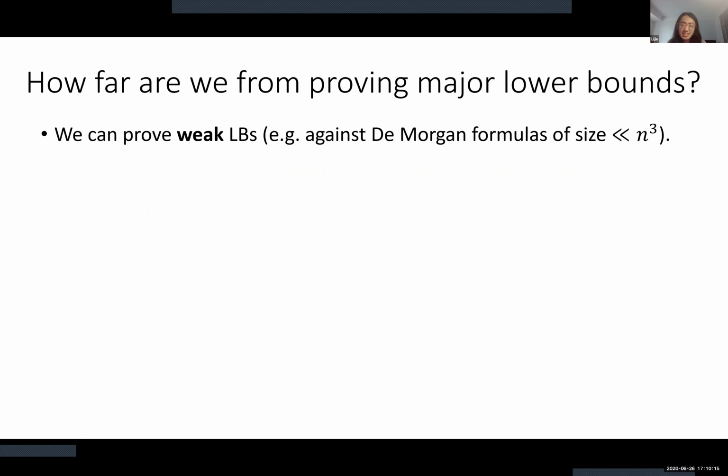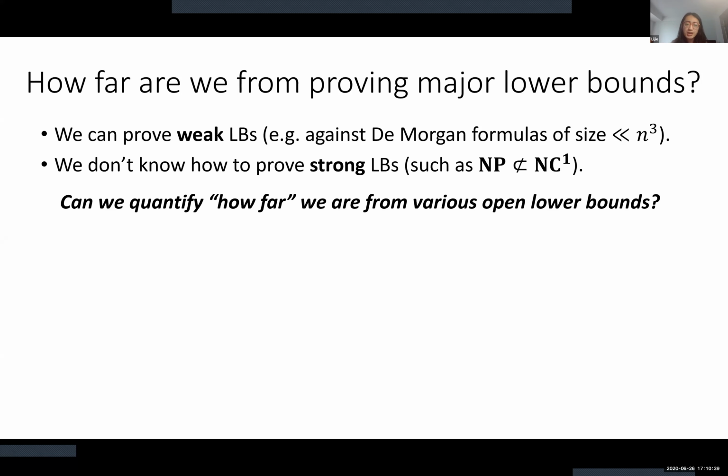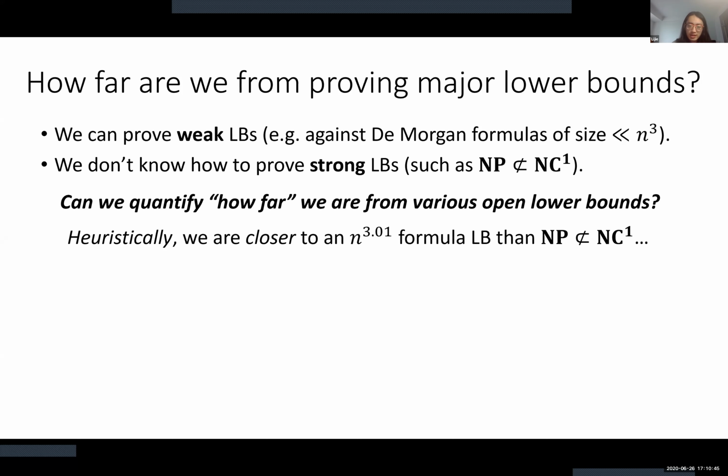So the motivating question for this talk is, how far are we from proving major lower bounds? We all know we can prove some weaker lower bounds, for example, against De Morgan formulas of size subcubic. But we don't know how to prove strong lower bounds, for example, NP not in NC1, which is equivalent to NP not having De Morgan formulas of polynomial size. So can we quantify how far we are from various open questions like NP not in NC1? Heuristically, it seems we are closer to an n^3.01 formula lower bound than we are to NP not in NC1. This intuition could be wrong.